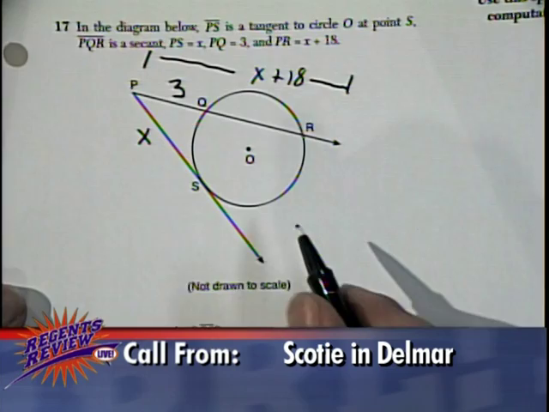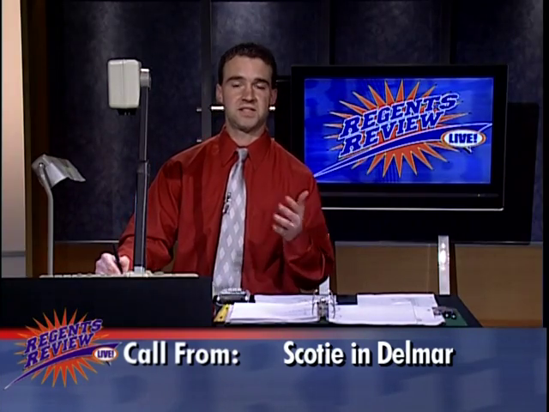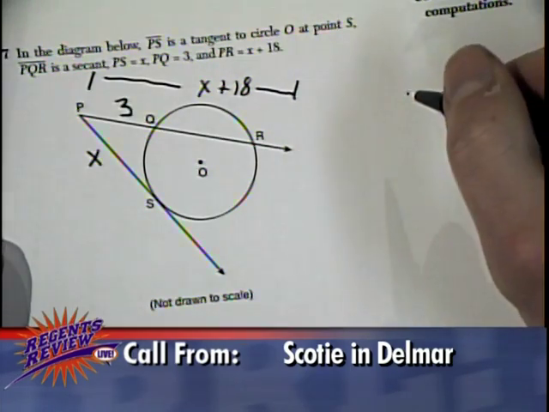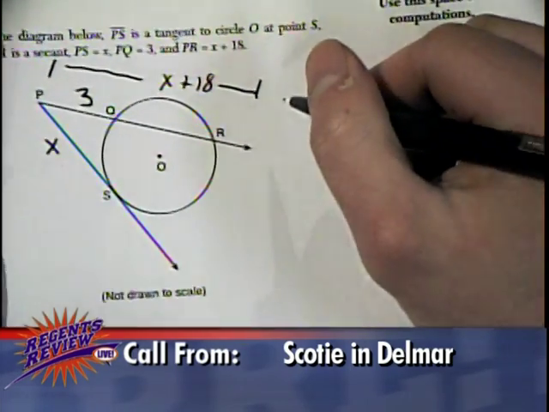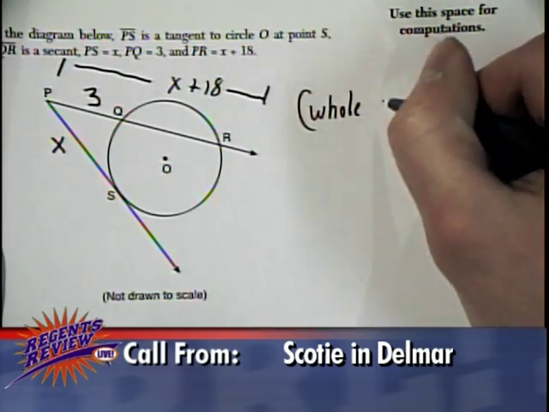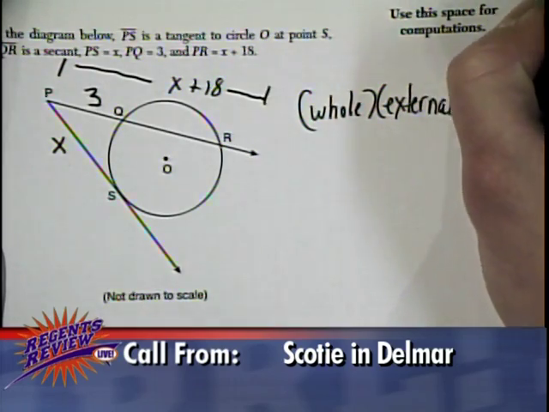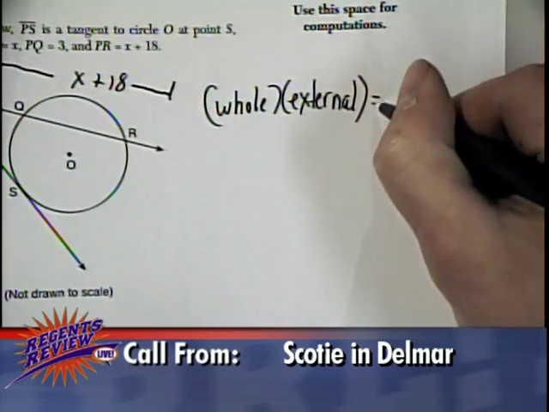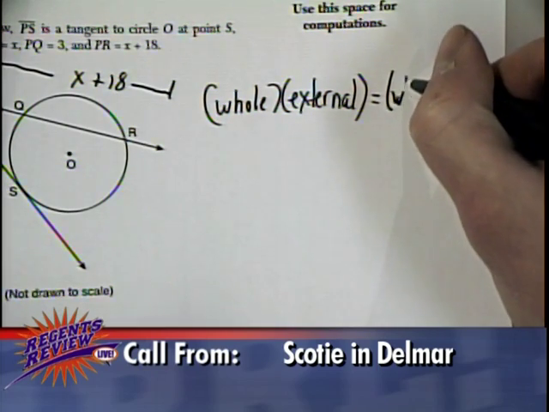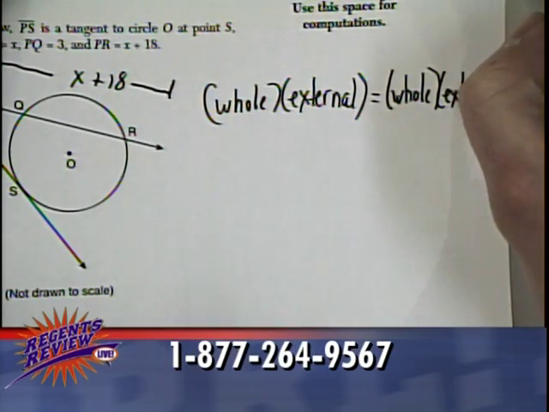Oh, excellent. Okay, so we're dealing with a tangent and a secant. Anytime I'm dealing with the length of a tangent and a secant, here comes another tip for you. I tell my students to remember the following: whole times external equals whole times external. I'll tell you what all this means.